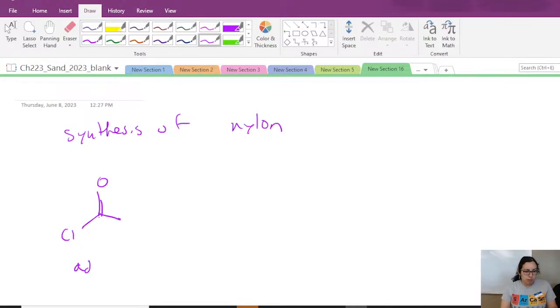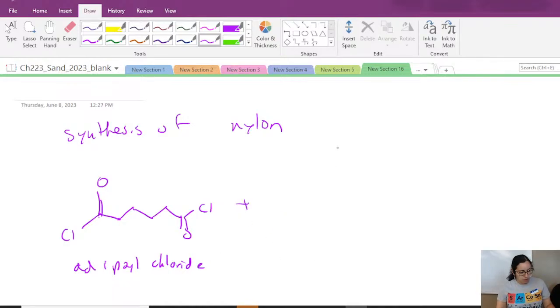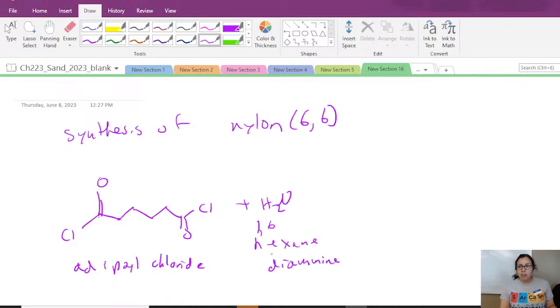For one of them, we're using adipyl chloride. I'll draw that out. There's adipyl chloride. And then we're reacting it with hexamine diamine. I should have said that this is nylon 6,6 specifically that we're doing. So the other chemical is 1,6-hexane diamine. From your naming skills, you can tell, 6 carbons, 1,6, 2 amines, 1 on each end. So 1, 2, 3, 4, 5, 6.